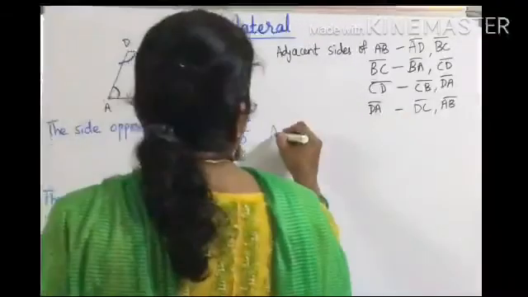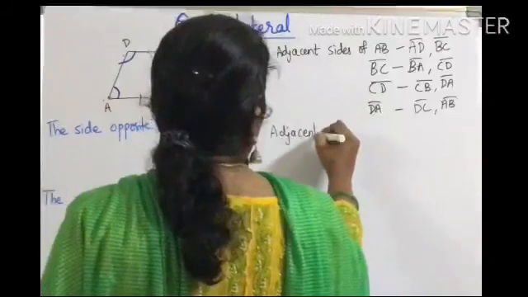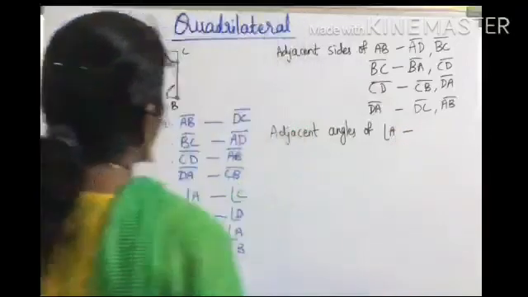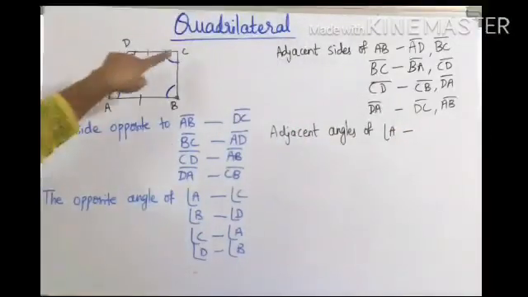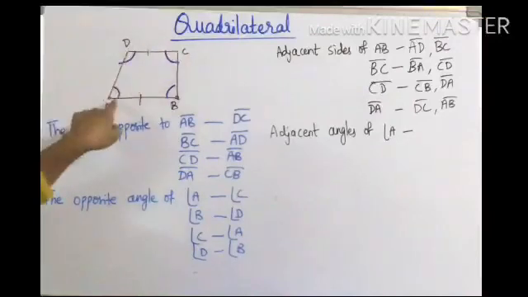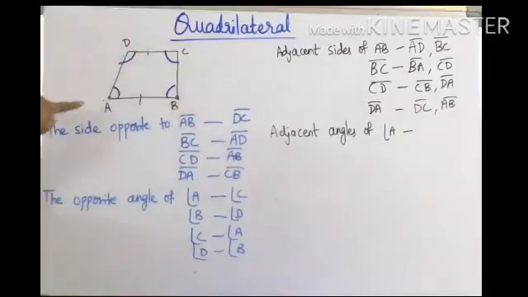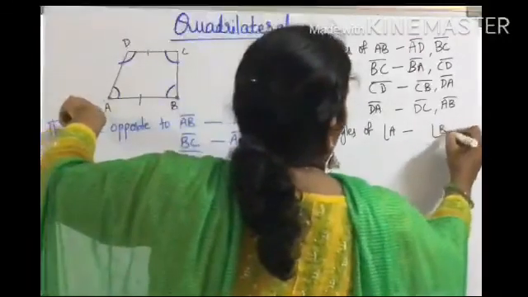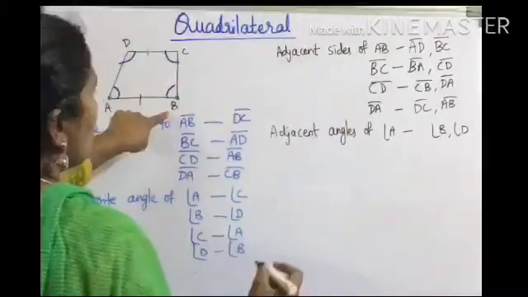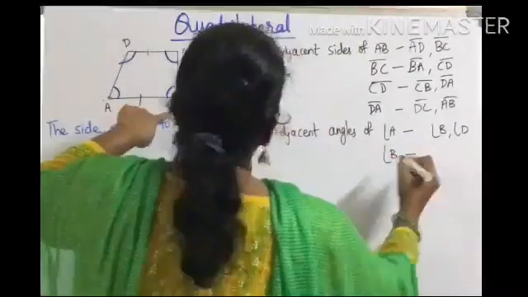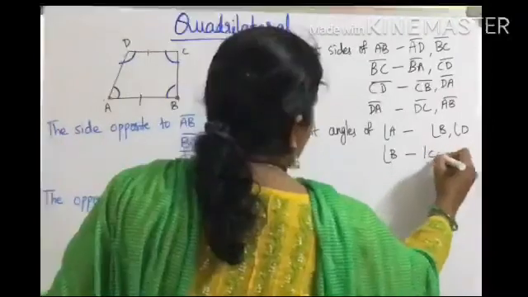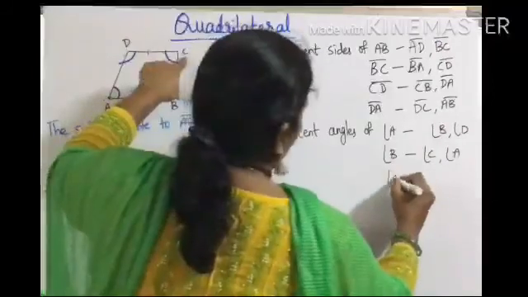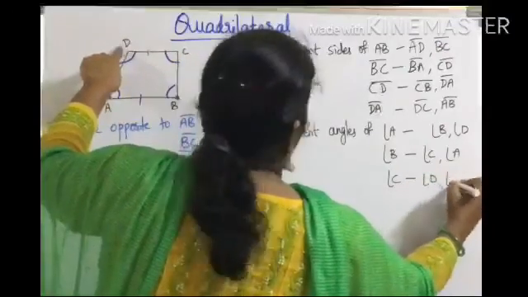Now coming to last one, adjacent angles of angle A. See, for angle A, what is the opposite angle? C. So what are the leftover angles here? B. B is adjacent to A and D is also adjacent to A. So what are the adjacent angles of A here? Angle B and angle D. Now can you say what is the adjacent angle of B here? C and A. Angle C and angle A. And what are the adjacent angles of angle C? Is nothing but angle D and angle B.